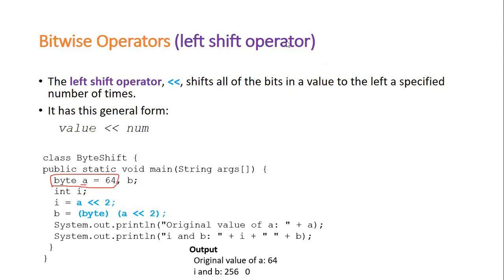Now let me represent the value 64 in binary. This is the binary value of 64. Why have I taken 8 bits? Because you see that a is of type byte. As you know, byte occupies 8 bits. Since byte occupies 8 bits, the number 64 is represented using 8 bits. That's the intention.